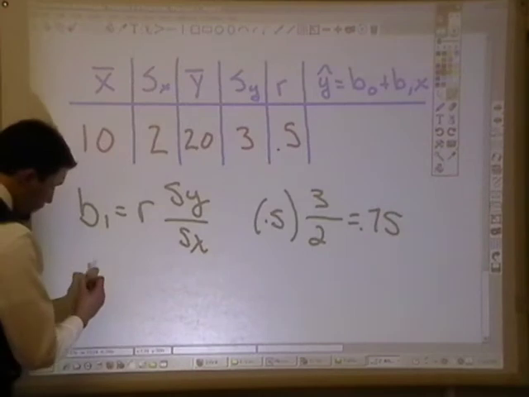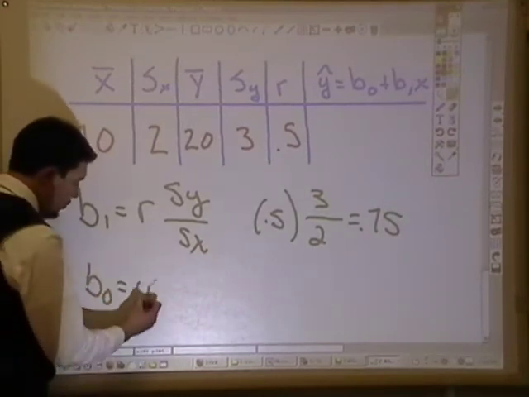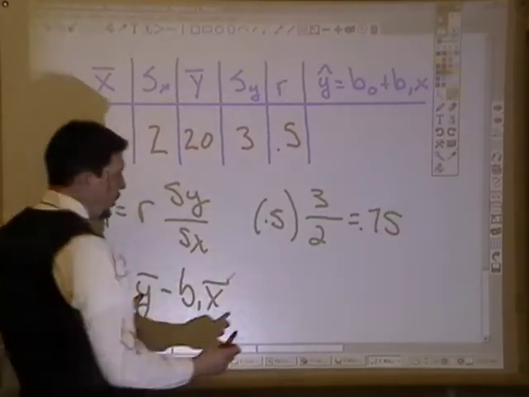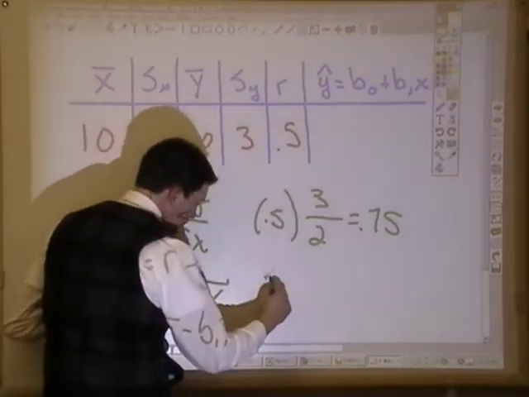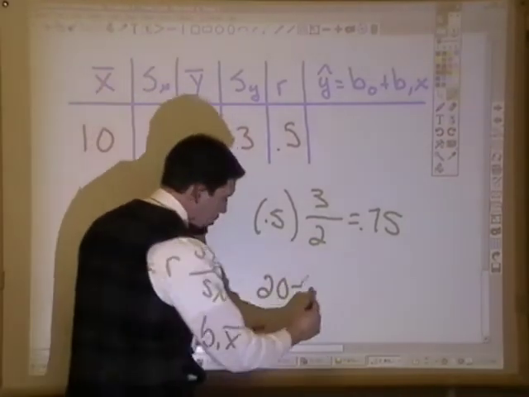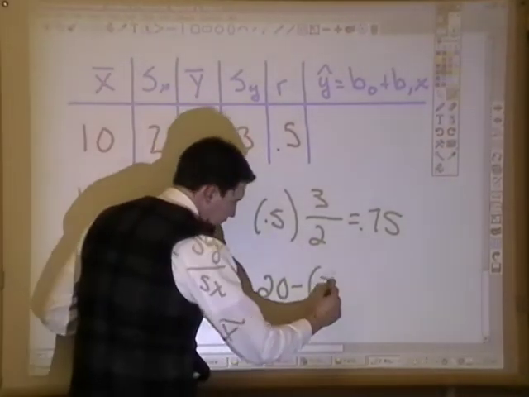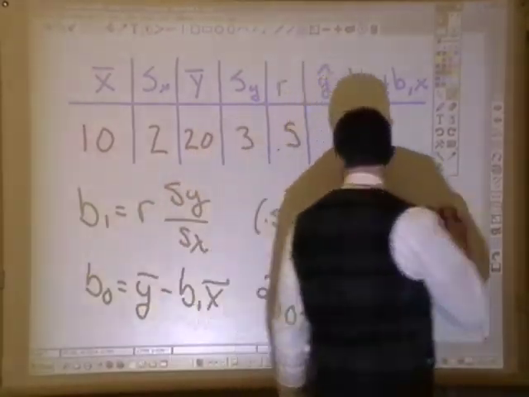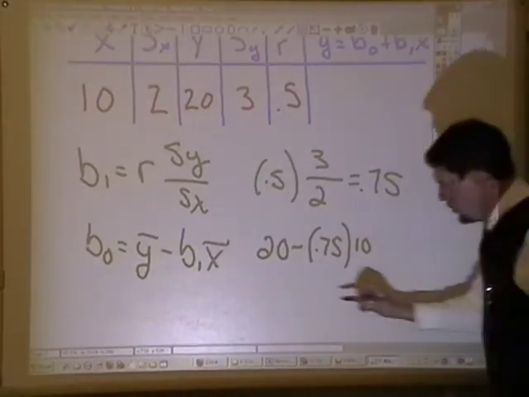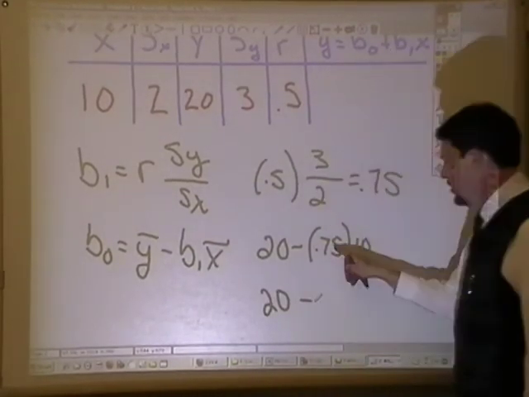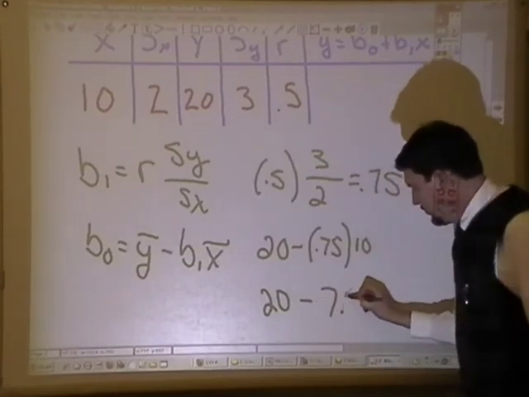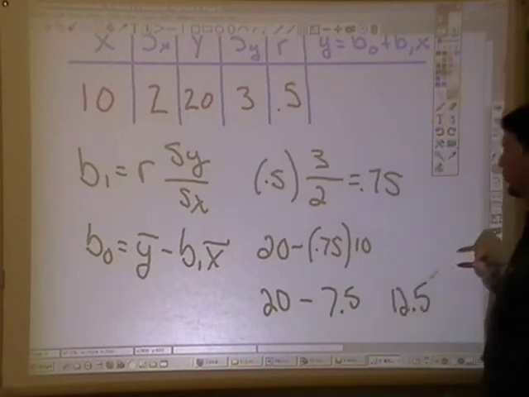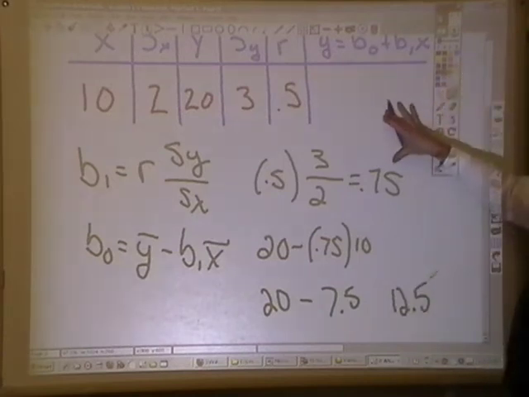Now, with the slope and the mean of x and the mean of y, I can find the y-intercept using the equation b0 is equal to y bar minus b1 times x bar. Y bar is 20 minus b1, which is 0.75, times x bar, which is 10. If I simplify this, 20 minus 0.75 times 10 is 7.5. 20 minus 7.5 is 12.5.